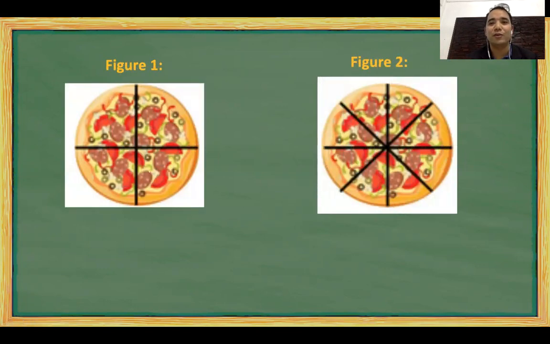Okay, so figure number 1 and number 2. What is that? It is a pizza, right? Figure number 1. How many slices of pizza? Okay, so 4 slices or 4 parts. We divide it into 4 parts. How about figure number 2? How many slices? 8. Okay, so it is 8 parts.